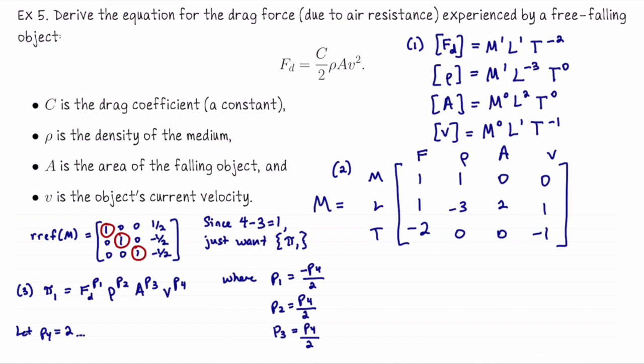When we do that, we're going to get pi 1 equals the force raised to the p1 power, but p1 is now negative p4 over 2, so that's negative 2 over 2, so that's negative 1. And then rho, the density, to the p2, which is 2 over 2, so that's 1. And then same thing for the area, that's area to the 1. And then for the velocity, it's raised to the p4, so that's going to be velocity squared.